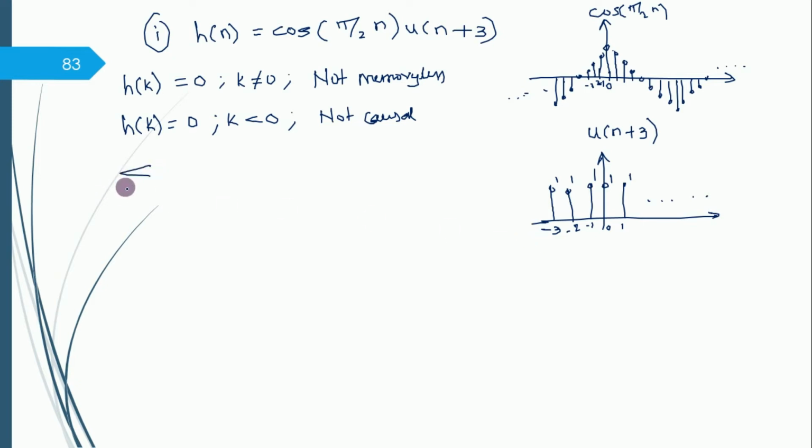Now regarding stability, see, all the time I'm writing the condition. The reason is it is very important. You should not skip it. Okay. So here the range of u of n plus 3 is from minus 3 till infinity, because cos will vary from minus infinity to plus infinity. This will restrict the limits. So that's why I'm writing here. So this will give you cos of pi by 2 k, in place of n I write k. U of n plus 3 is 1 in that range.